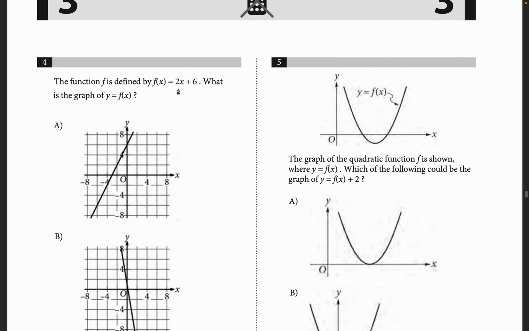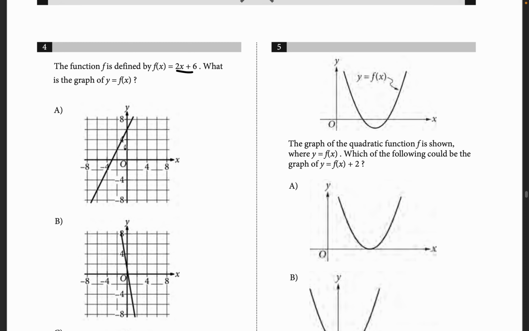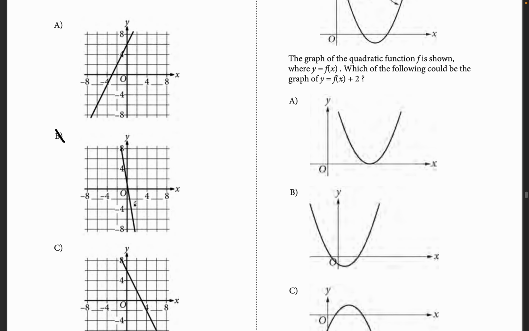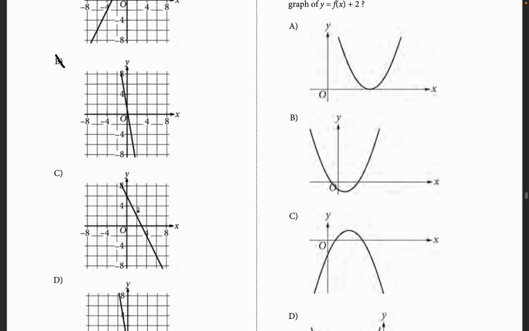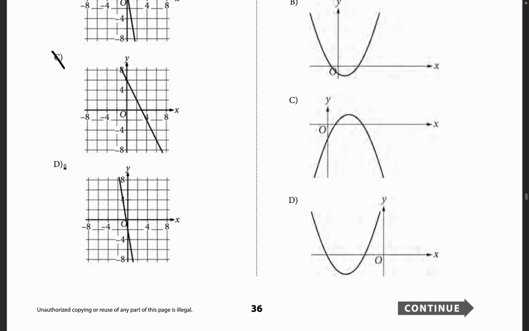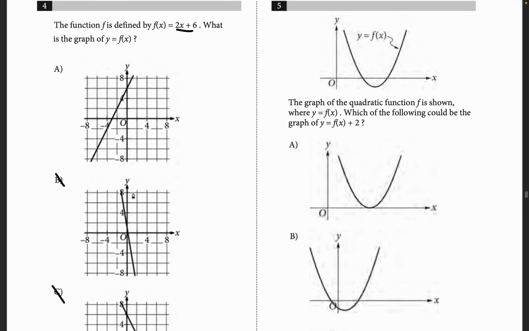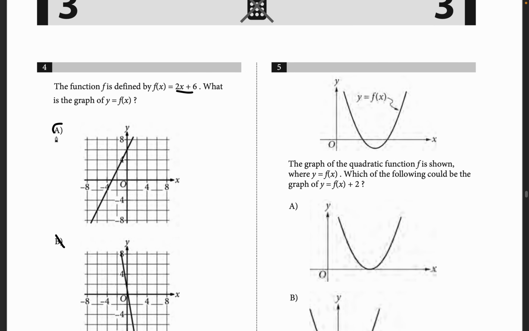Function f is defined by 2x, so a y-intercept of 6. This is incorrect, that's a y-intercept of 2. This is incorrect because it does have a y-intercept of 6, but it's a negative slope. And this is incorrect because of the y-intercept and the negative slope, and B is also. This is choice A.